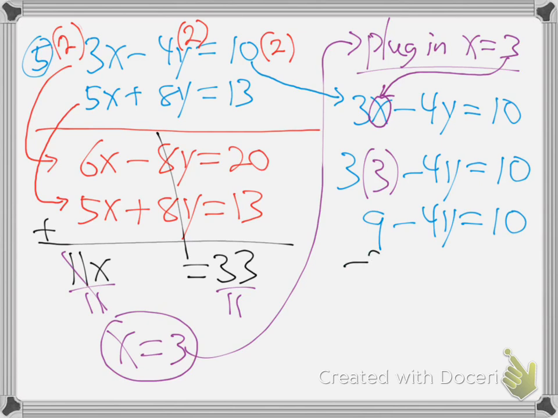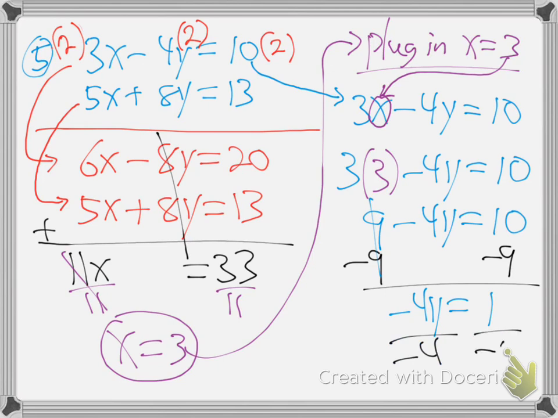Minus the 9 from both sides. These cancel. We get minus 4y is 1. Last step to get y alone is divide. Divide by exactly what's next to the letter. Same sign, same everything. Negative 4.